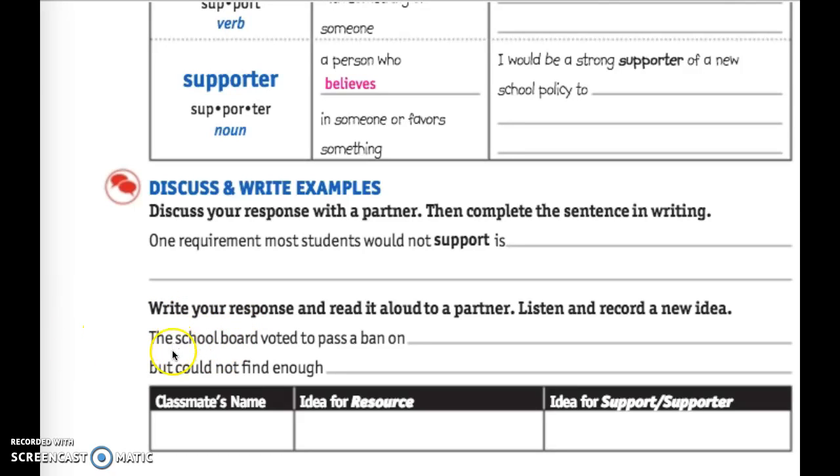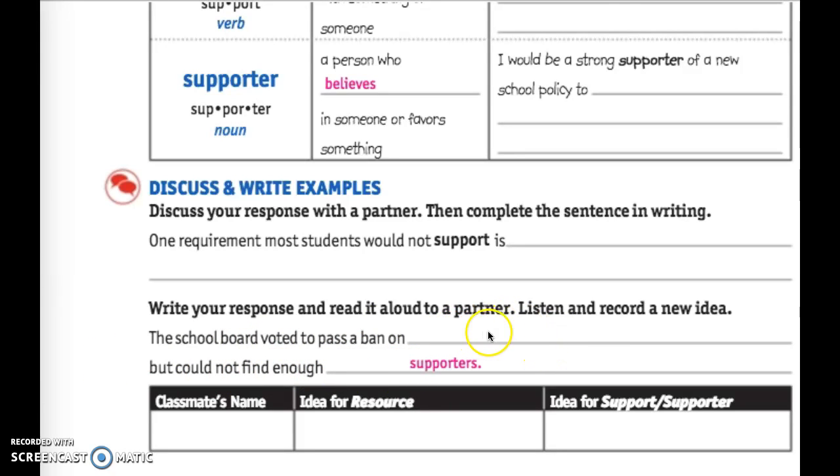And then lastly here, it says, the school board voted to pass a ban on blank, but could not find enough blank. Now, we are going to use supporters in one of these. Go ahead and guess which blank we're going to use the word supporters in. If you said the second blank, you're correct. So the school board, and the school board is a group of adults who make decisions on behalf of the schools, voted to pass a ban on blank, but could not find enough supporters.